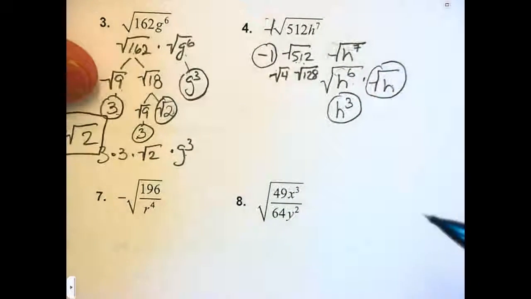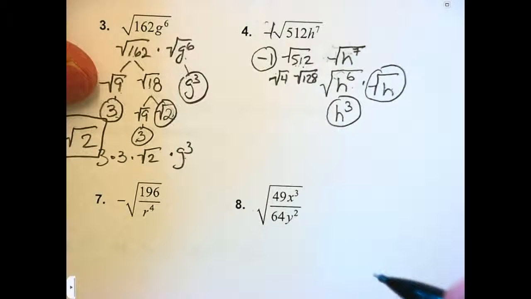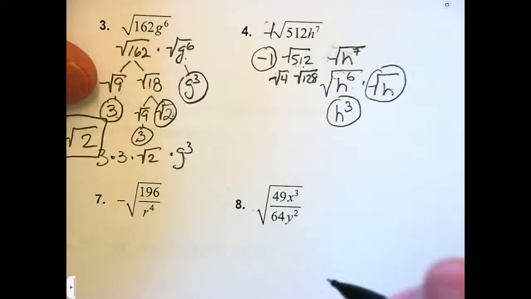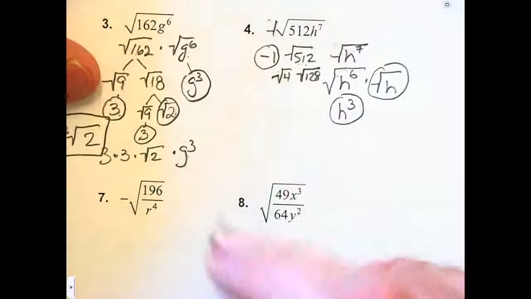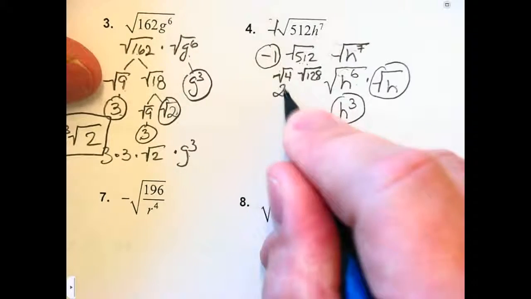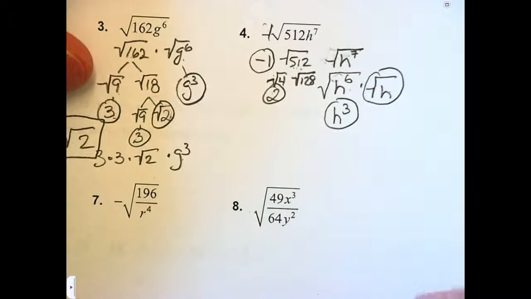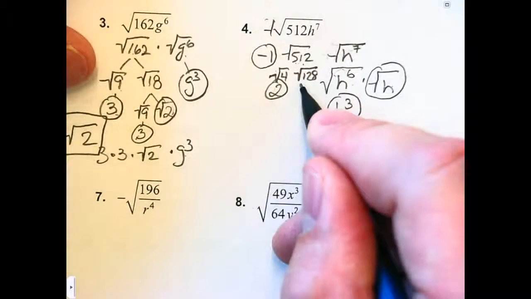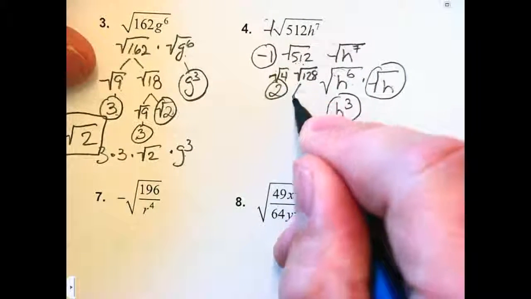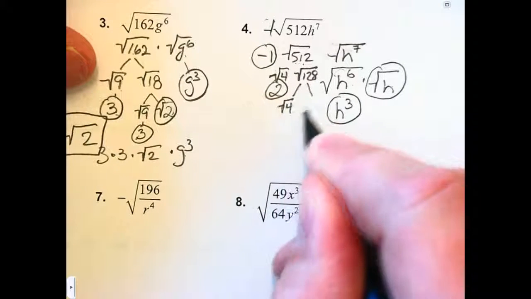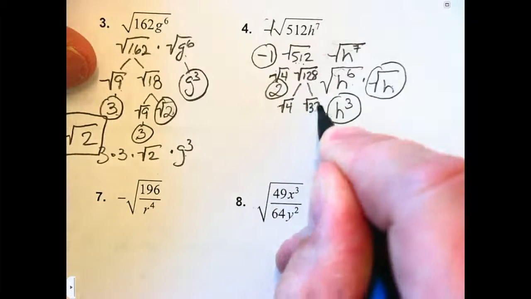Cool. Okay. Root 4 is 2. Root 128. Does 4 go into it? Maybe. Cut it in half twice. What do you get? Yeah, you get 32. So root 4 by root 32.